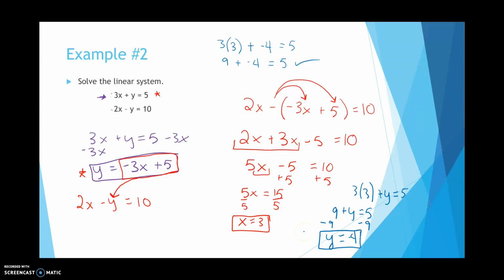So sometimes it wants you to write an ordered pair. So my answer here would be 3, negative 4 for my x and y. And that would be my answer.